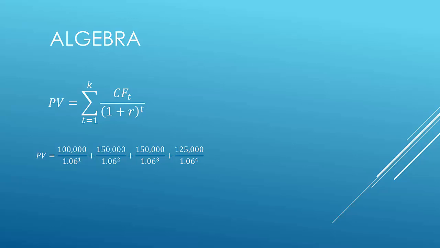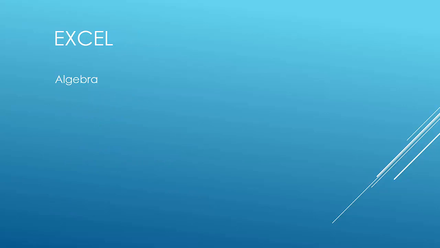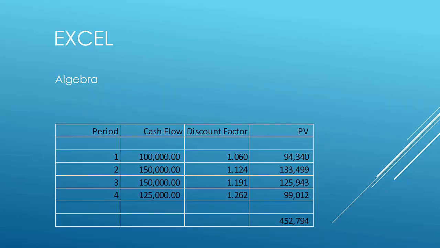So if you think about a simple example, if you have $100,000 in 1 year's time, that's worth $100,000 divided by 1.06 to the power of 1 today. $150,000 in 2 years' time is divided by 1.06 to the power of 2, etc. And you can go through the math, and at the end of the day you can see that you have a present value of $452,794.